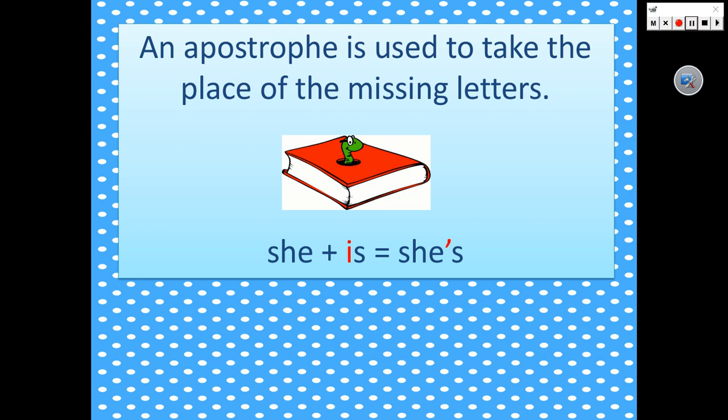An apostrophe is used to take the place of the missing letters in a contraction. So look at this example here. We have the word she plus the word is. So when we put she and is together, it makes the contraction she's. And what we had to do to make the contraction is actually take out the I. So you'll notice the I's not there anymore. And instead we put an apostrophe in the place where the I used to be. And then we squished the S up against the she, and now it is she's.